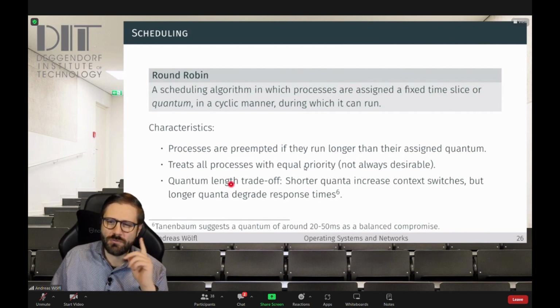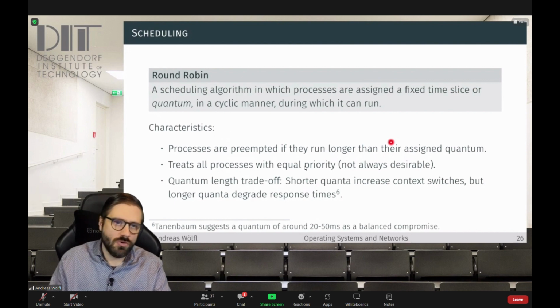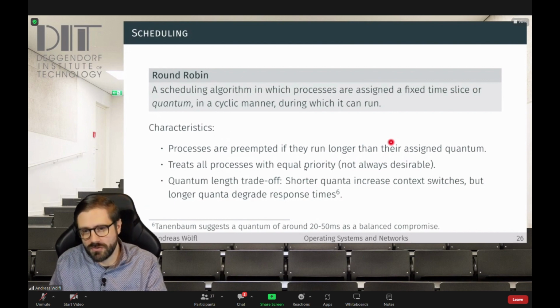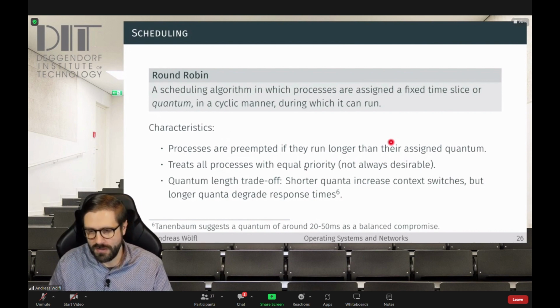And there's this quantum length trade-off, because whenever a process is interrupted and a context switch happens, this takes time because we need to save the register values from the CPU in memory or on disk, and then we need to load the register values from the process that gets the CPU then, and so on and so forth. So this context switch comes with a little bit of computation effort. And if you do more context switches, you obviously have more computation effort.